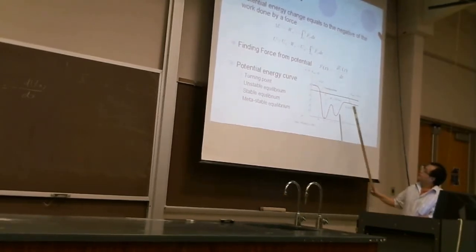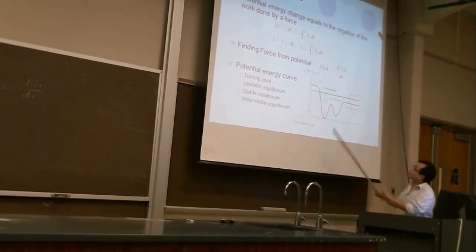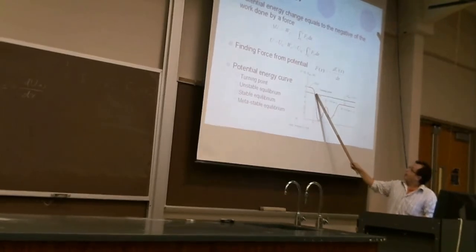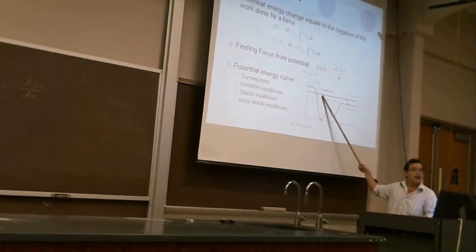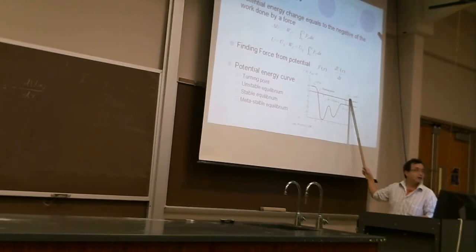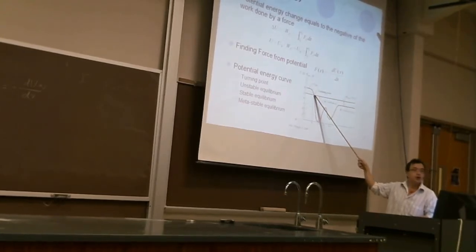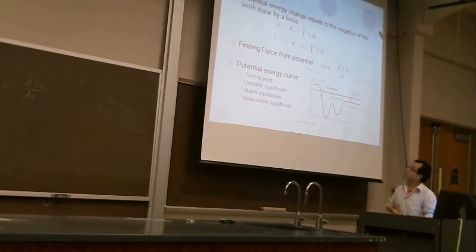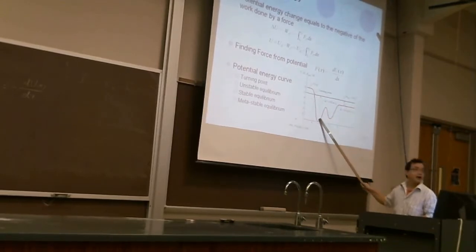Like this one, the particle is moving from this side and goes to here. At this point, the potential energy is 6 joules, but the particle has only 5 joules of energy. So it cannot overcome the so-called potential barrier. So it will turn back. So this is a turning point of the motion. You can think about the roller coaster. If you move this way and go here, it will turn back.